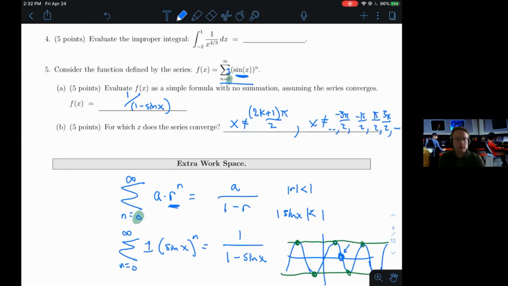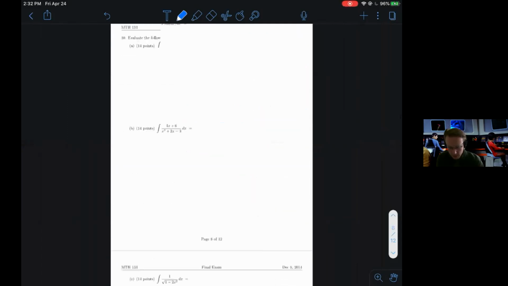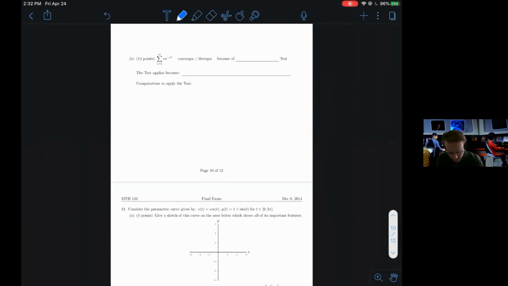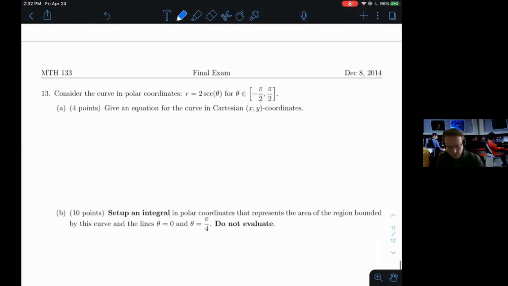Let's move on to problem 13 from that same exam. Problem 13. Consider the curve in polar coordinates. Theta is ranging from -pi over 2 to pi over 2. Give an equation for the curve in Cartesian coordinates.